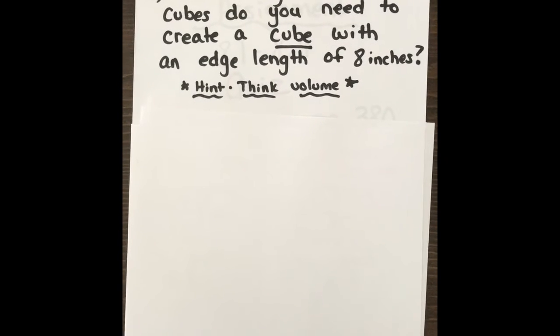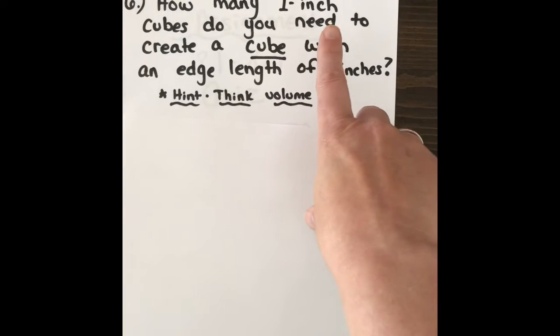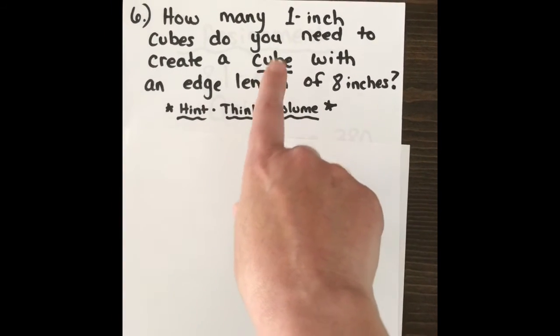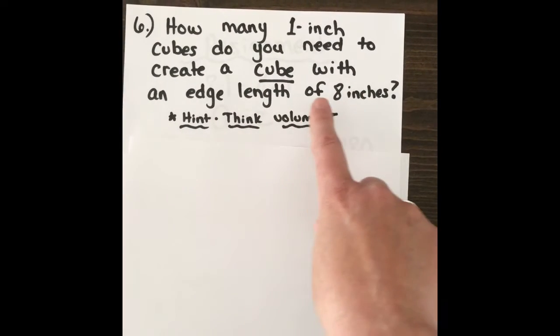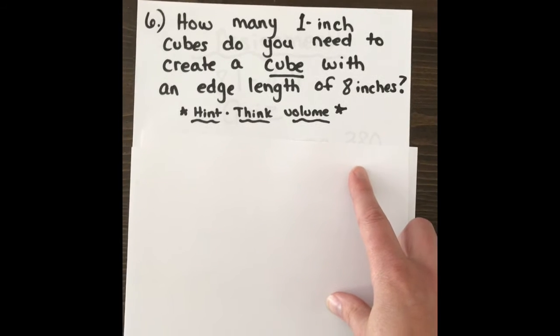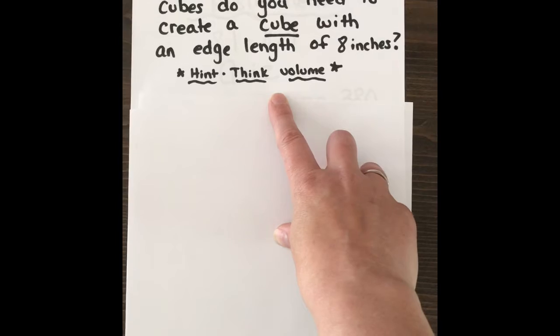Next one, somewhat of a story problem. How many 1-inch cubes do you need to create a cube, that's a key word, with an edge length of 8 inches? Think about a cube. A cube is made up of all squares. Squares have all the same sides. Hint, I want you to think about volume on this one.